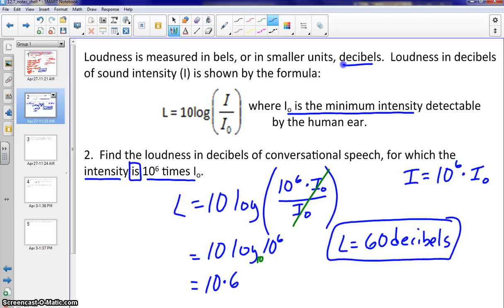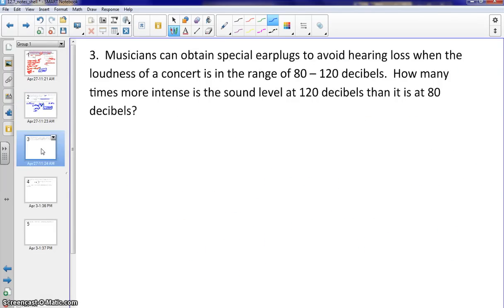Going to our second example, which is number 3, this is our second example of loudness. Here we have musicians can obtain special earplugs to avoid hearing loss when the loudness of a concert is in the range of 80 to 120 decibels. How many times more intense is the sound level at 120 decibels than it is at 80 decibels? So we actually have to do a couple different calculations here. The first one is when our loudness is at 120 decibels. And the second calculation will be when it's at 80 decibels.